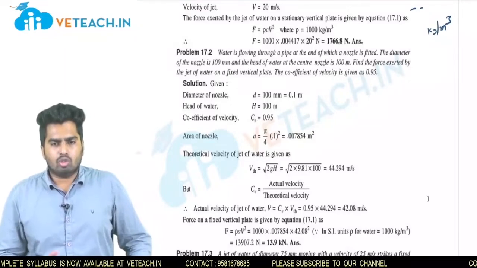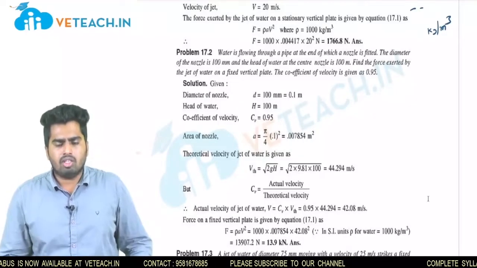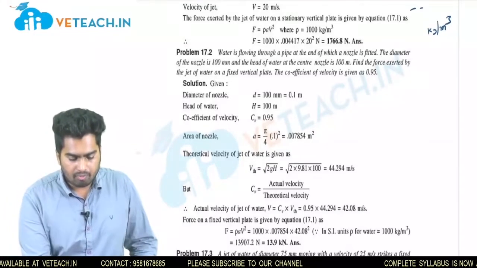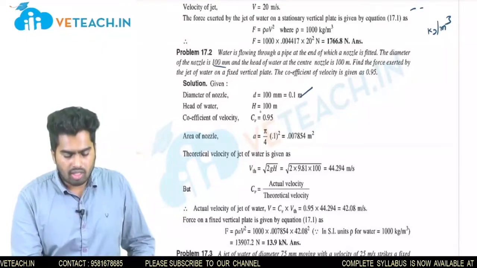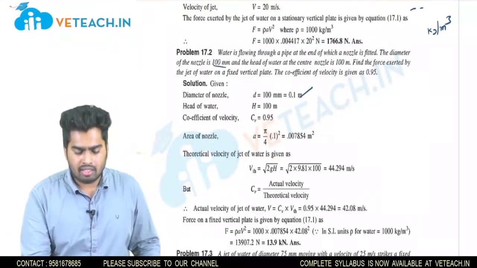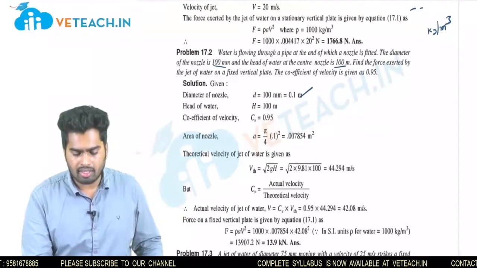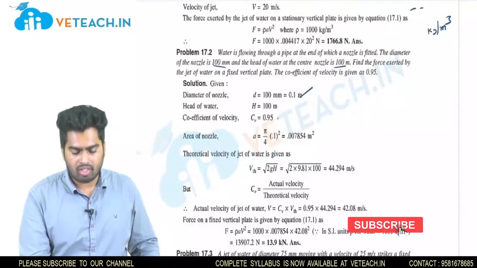So what is head? To solve this question, we have to know the principle of the nozzle. What is the nozzle principle? The nozzle converts potential energy into kinetic energy. The nozzle diameter given is 100 mm, that is 0.1 meter, and the head is given as 100 meter. The coefficient of velocity Cv is also given as 0.95.